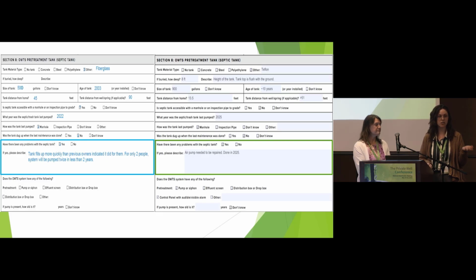So when the inspection did happen, they immediately discovered that the air pump was not working, which is a vital component to the ATU. So basically without that, the ATU was not functional. So once they found that out, they immediately got another operator out there to fix that air pump.